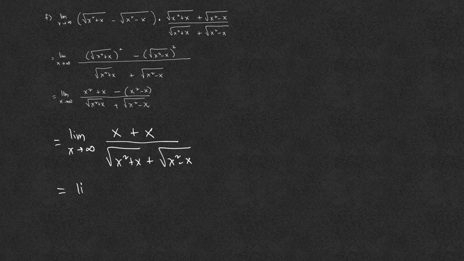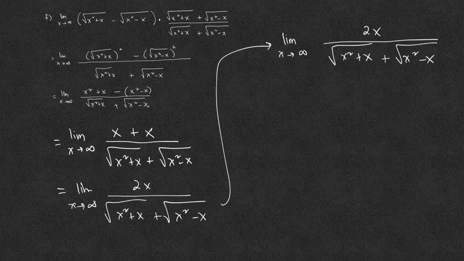And so this is the limit as x goes to infinity of 2x over the square root of x squared plus x plus the square root of x squared minus x. Once again, we will employ the trick to find the limit when we have the numerator and the denominator. We would divide by the highest power in the denominator. The highest power in the denominator is the square root of x squared. So we would multiply the numerator by 1 over the square root of x squared and the denominator by 1 over the square root of x squared. Keep in mind that the square root of x squared is just simply x.